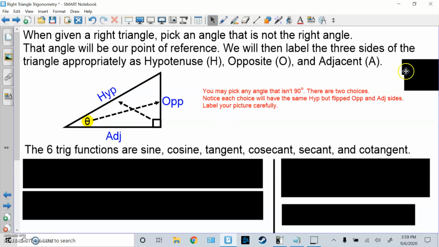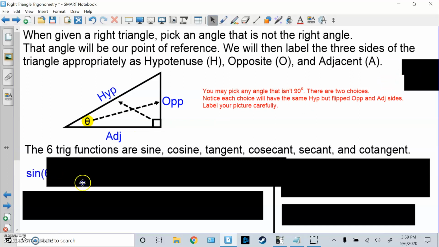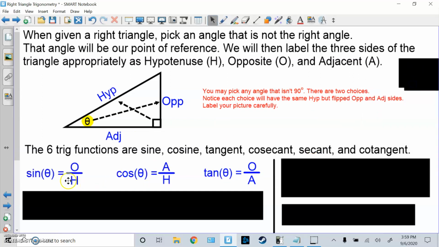The 6 trig functions are sine, cosine, tangent, cosecant, secant, and cotangent. Here are the 3 formulas. This is where SOHCAHTOA came from. Sine is equal to the opposite over hypotenuse, cosine is equal to adjacent over hypotenuse, tangent equals opposite over adjacent.